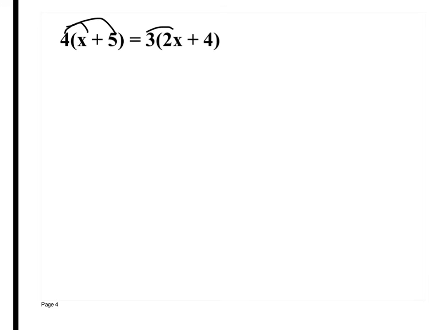Distribute. Just like the other problems, I could have distributed first. Now I have to distribute first. So take 4 times x plus 4 times 5. 3 times 2x, which is 6x. You just multiply the numbers in front. Keep the sign there, and then 3 times 4, which is 12.